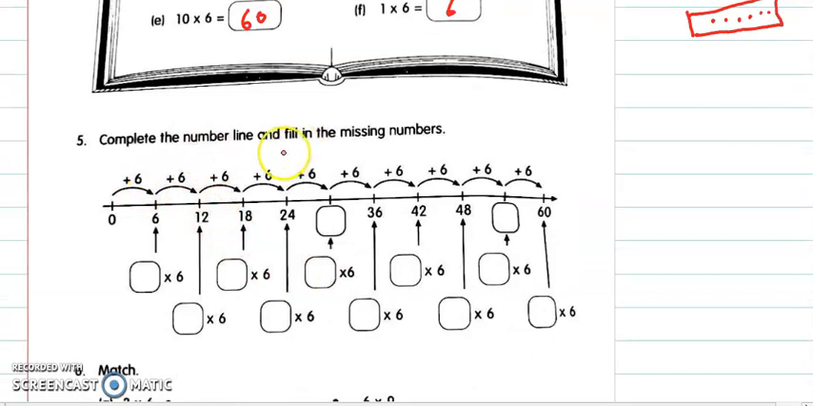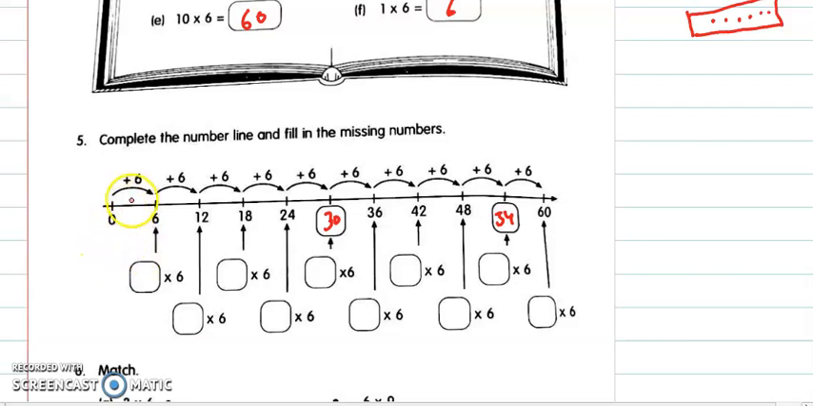And next, it's very simple. We have to complete and fill the missing numbers. I mean, we are starting from here. This is 0, 6, 12, 18. Each time there is a jump of 6. So if from 24 we take a jump of 6, that is going to be 30. And again 36, 42, 48. And from 48 if we take a jump of 6, it will give 54 and then 60.